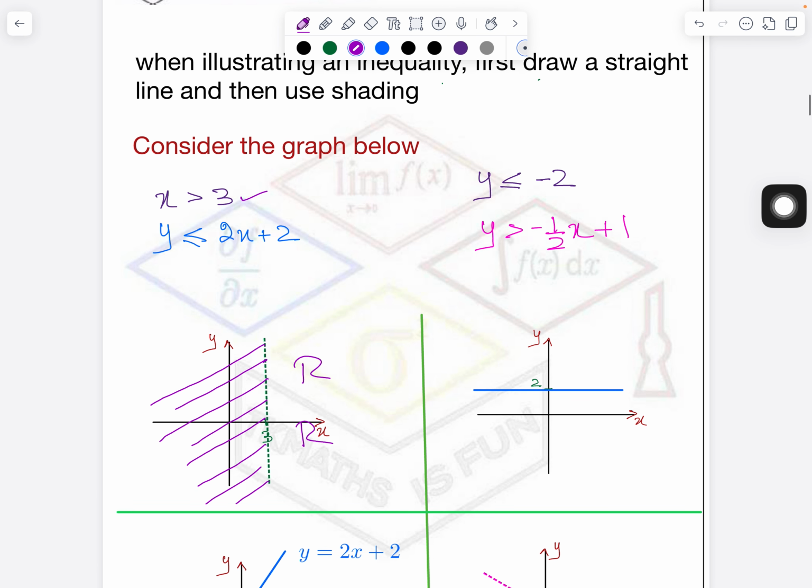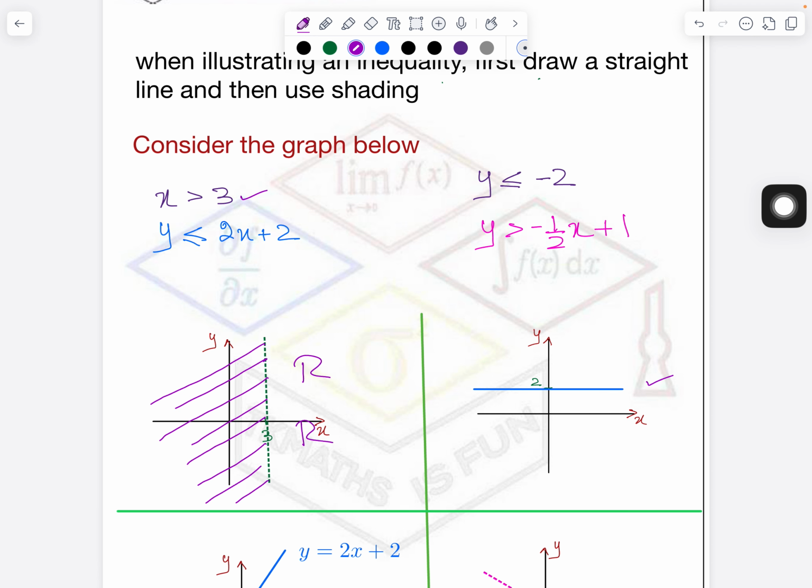So for example, if I see this one, y is less than or equal to minus 2. So this region is y less than or equal to minus 2. When I will be shading, I will shade this region, and this region will be called R, the below region.